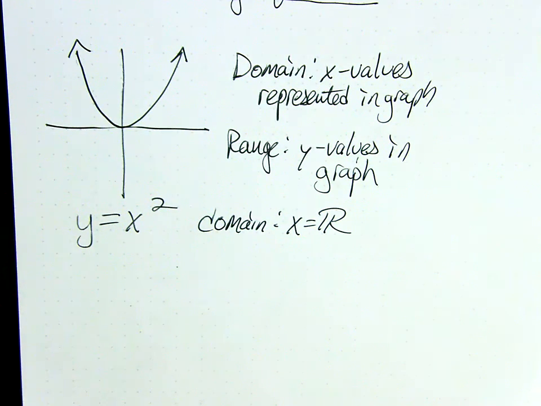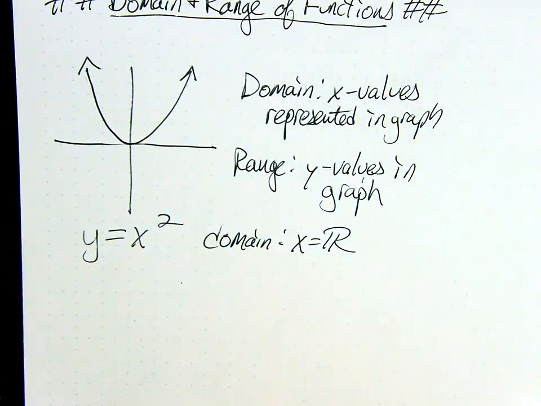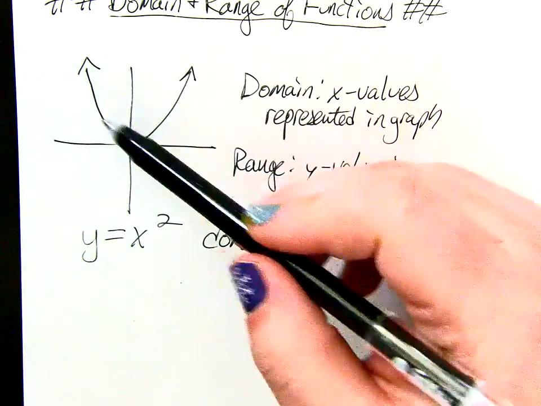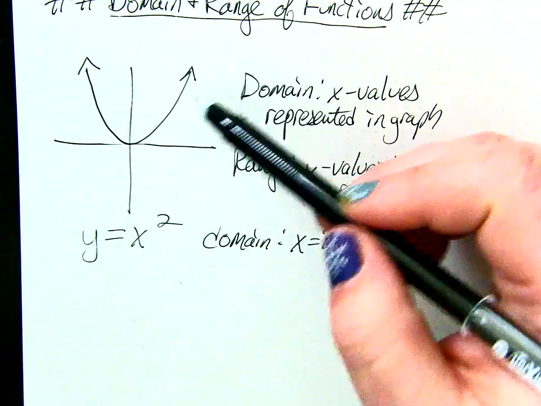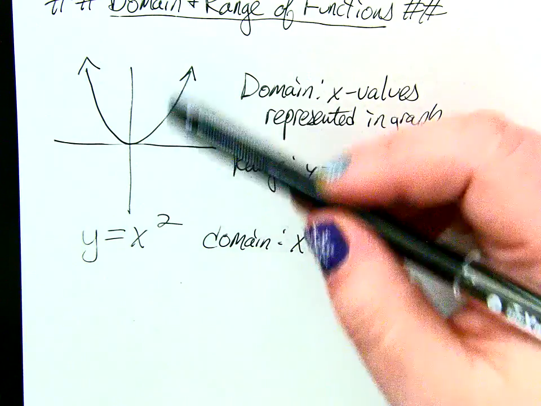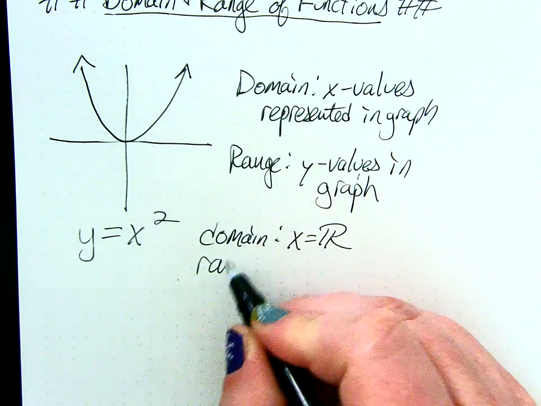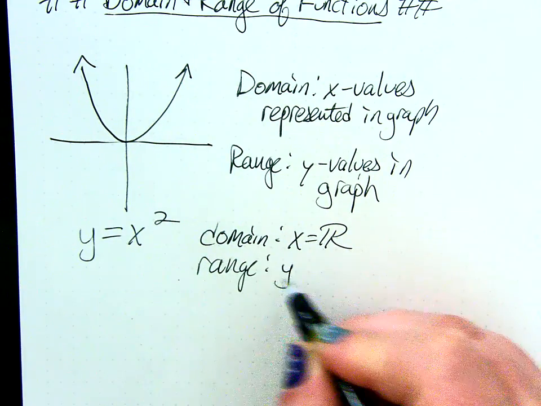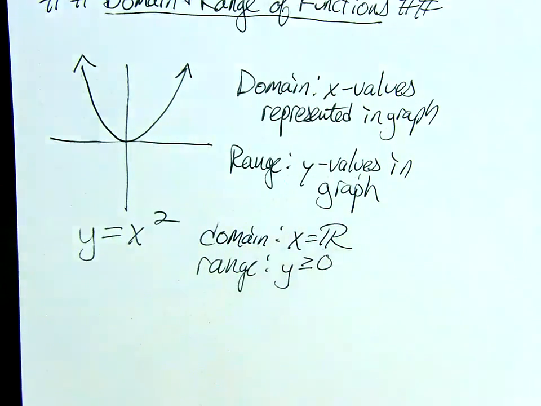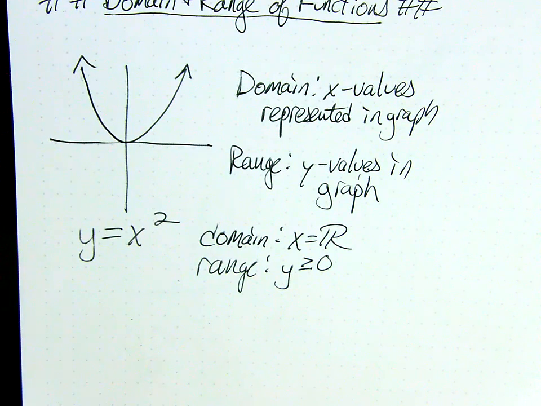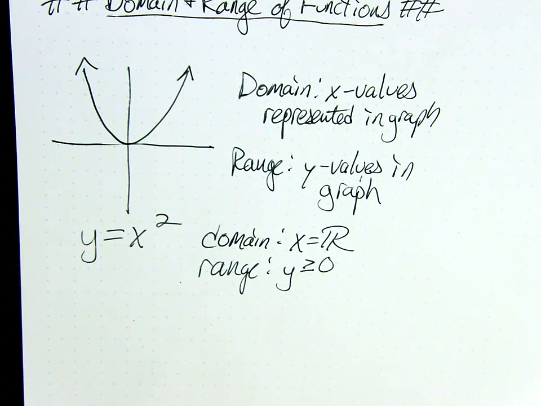Okay, and I think it's easier to see that from the graph. So I can look at the graph and say, oh yeah, this graph will cover every x value ever, but the only y values are the ones from 0 and up. So my range, y has to be greater than or equal to 0. Does that make sense? Is everybody okay so far?